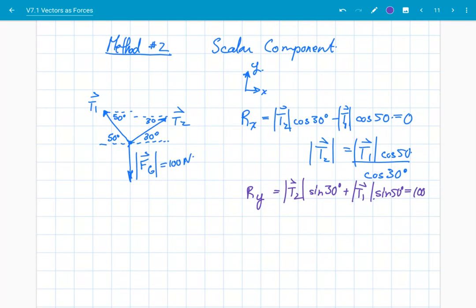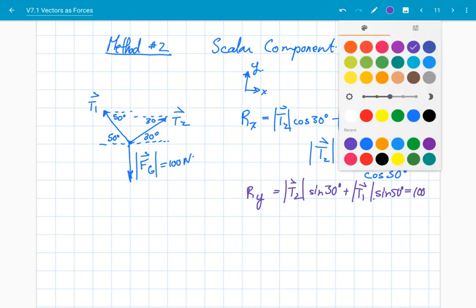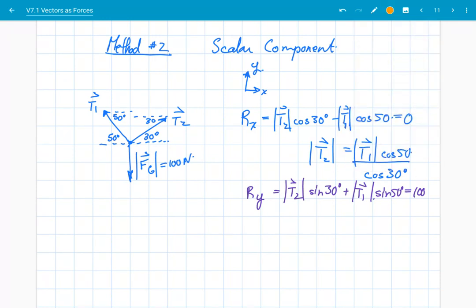Okay, so I'm going to go ahead and sub in for T2. So what do I mean by that? Well, we have T2 in the equation for the y components. So right here, and we have this value for T2, so I'm going to plug in. So I'm going to have T1 magnitude cos of 50 over the cos of 30, times the sine of 30, plus magnitude of T1 sine of 50. Magnitude is equal to 100.